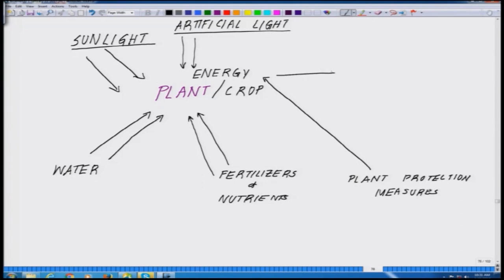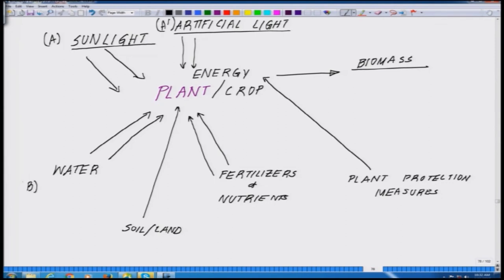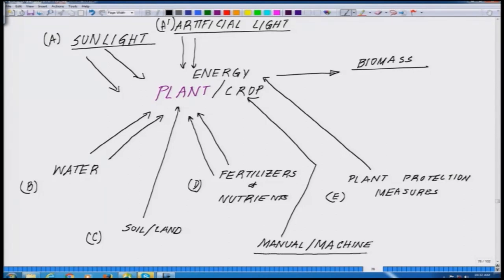After all these things, the output you are getting is in the form of biomass. Of course, if you are growing it on someone else's land, then you have to pay the soil or the land charges. So if you add all these things, say for example A, if I represent it by A or A prime if it is an artificial light source, B, which is water, C, which is soil and land, then D, this expenditure, and of course then you have the E, then there is an involvement of manual or machine labor depending on how big the farm size is. So that is your F. So these are all your expenses.